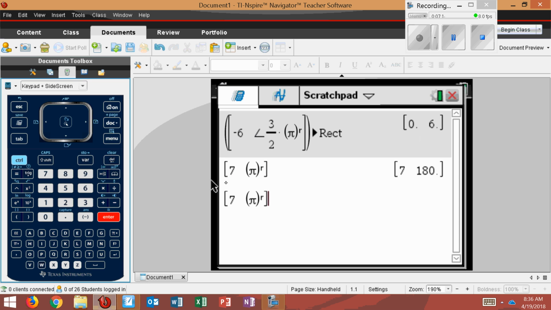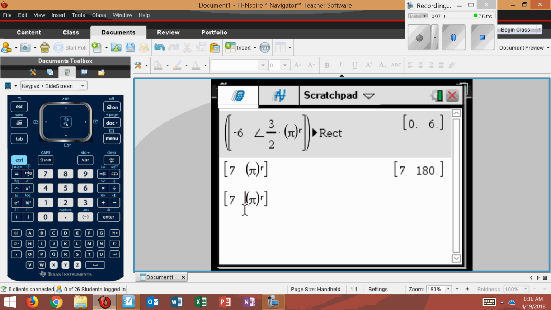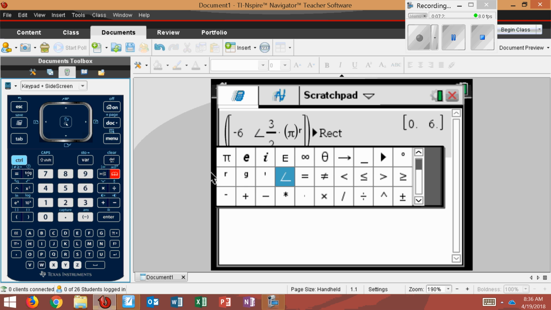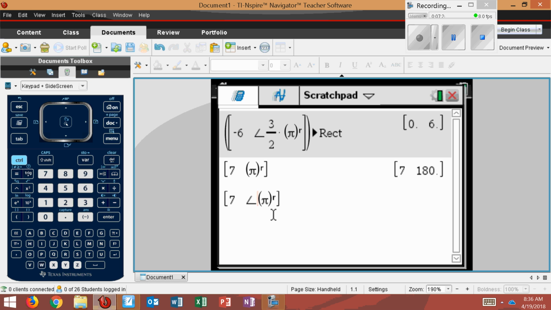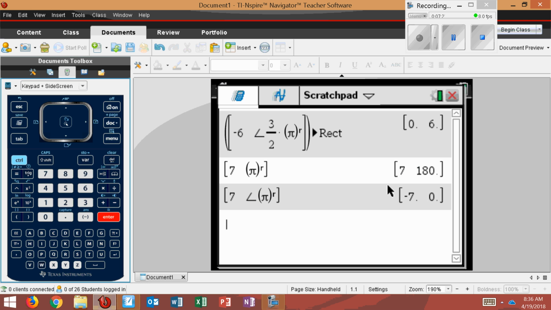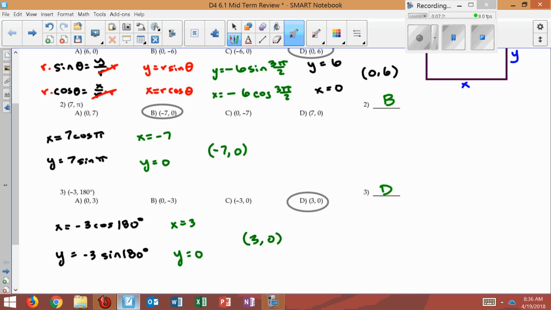Oh, I know why. I forgot the angle. I made the mistake that I say you guys make all the time. I need to put in the angle button here. So control book, put an angle there. Now when I press enter, it should convert it. So it says -7.0. That's what we had.